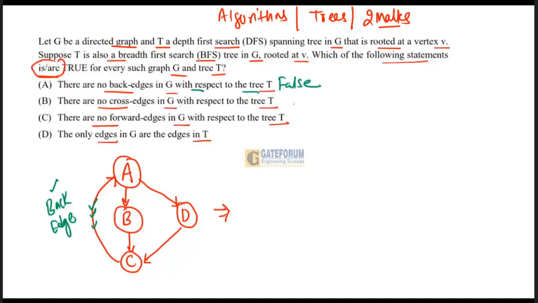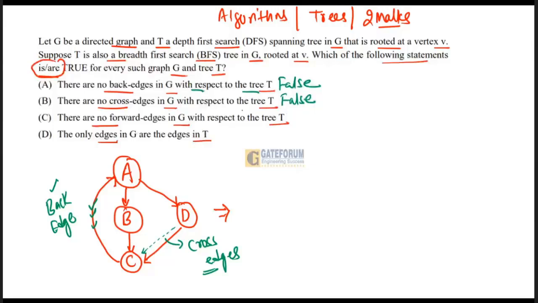Thereafter, option B asks whether there are no cross edges possible with respect to the tree T. But if you look here, this particular edge is a cross edge. These are called cross edges, so these are also possible. Here it says no cross edges, and that is why it is also considered false.